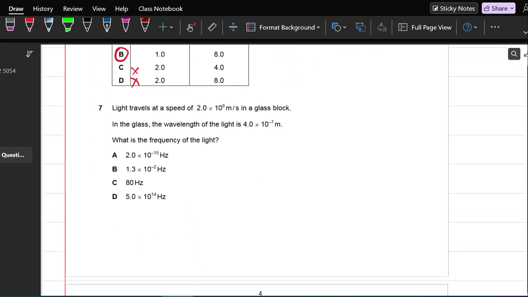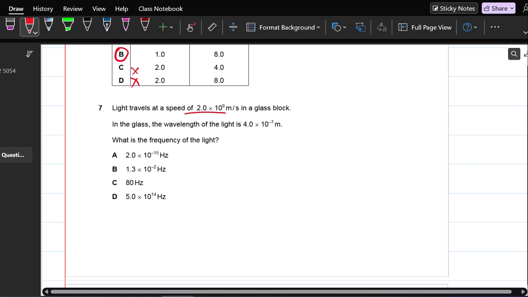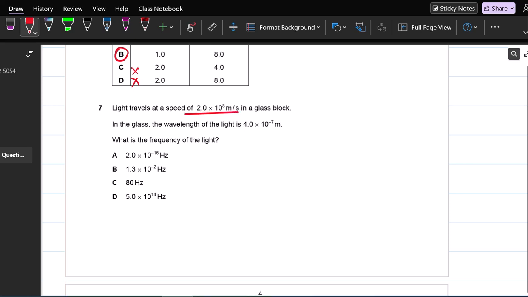Light travels at a speed of 2 × 10^8 meters per second in glass. Glass is a solid. In a solid, the speed is going to be less, so the speed of light will be less. In the glass, the wavelength of the light is given. What is the frequency of the light?